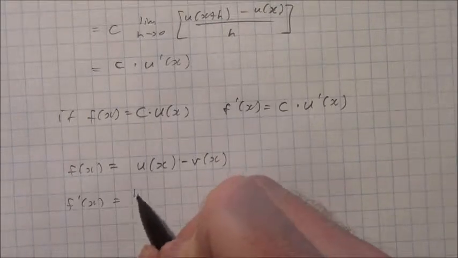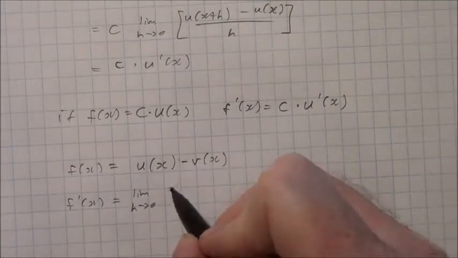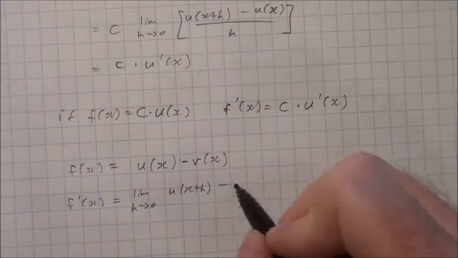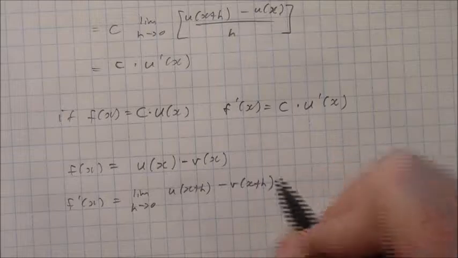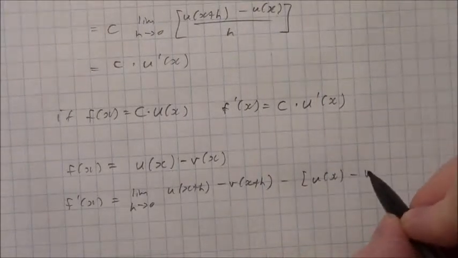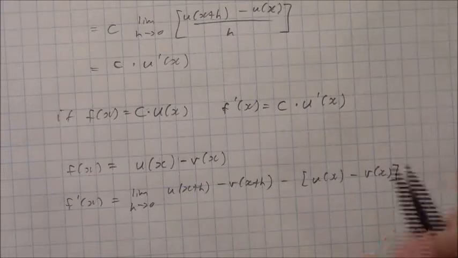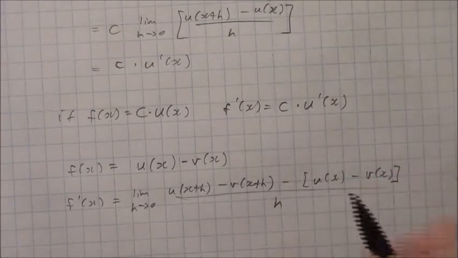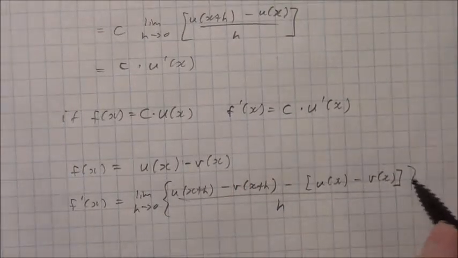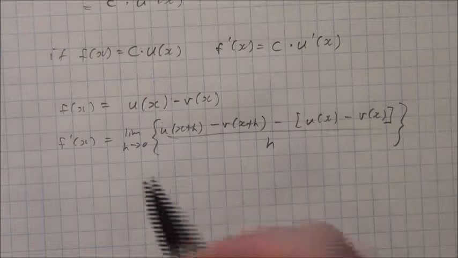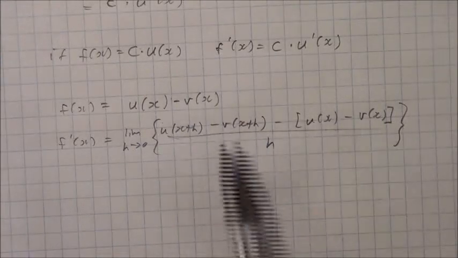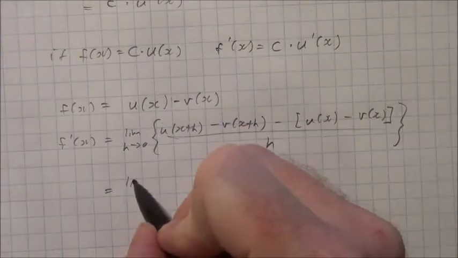And so this is the limit of u of x plus h minus v of x plus h minus u of x minus v of x all over h, and of course put big brackets around this as well. And so then what we can do is we can kind of tidy things up along the way here.